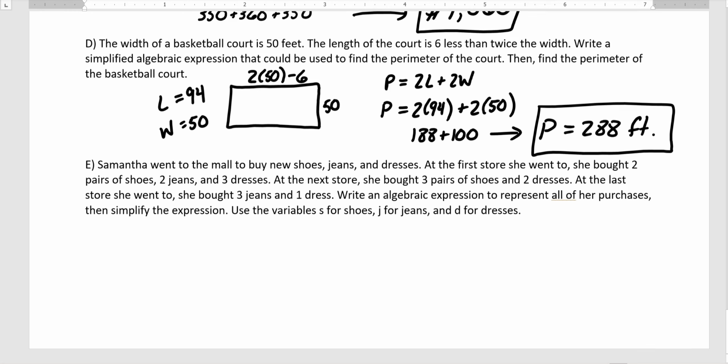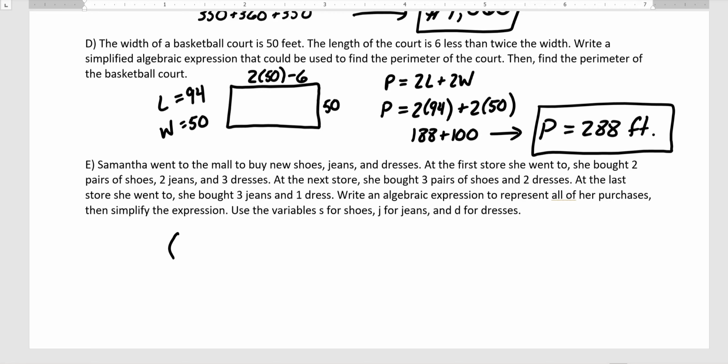All right, let's see how we did here on letter E. So Samantha went to the mall to buy new shoes, jeans, and dresses. She's going to spend some money. At the first store she went to, she bought 2 pairs of shoes, 2 jeans, 3 dresses. At the next store, she bought 3 shoes, 2 dresses. At the last store, she bought 3 jeans and 1 dress. Write an algebraic expression to represent all the purchases, then simplify the expression. Use the variable S for shoes, J for jeans, and D for dresses.